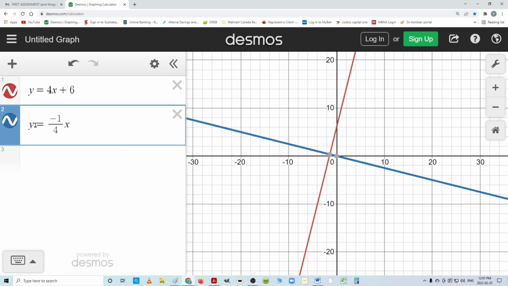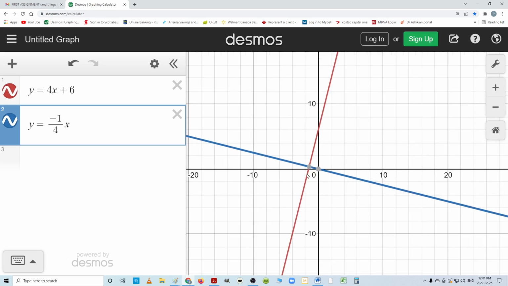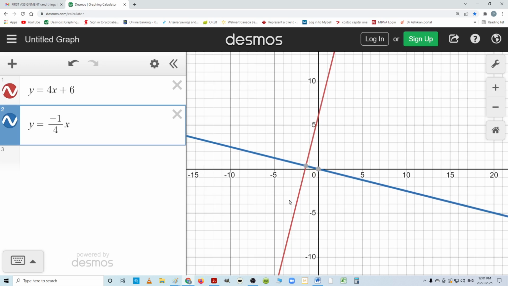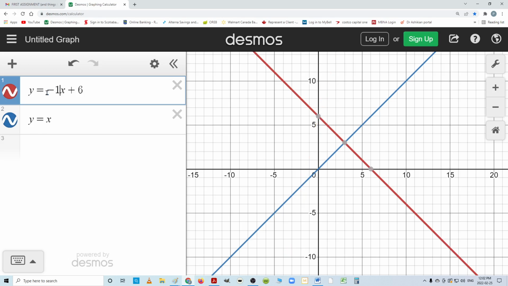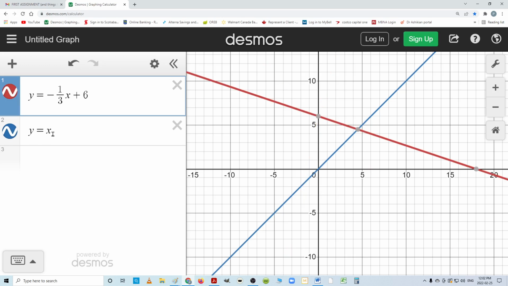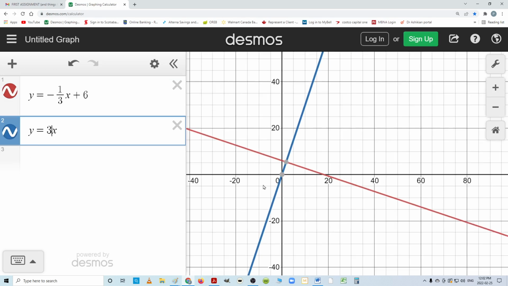Let's see if this is perpendicular. Sure looks perpendicular. Perpendicular lines form 90-degree angles with other lines. That's the definition of perpendicular. So we can see that two lines are perpendicular when their slopes are reciprocals and change of signs. And it doesn't matter if this is minus 1 over 3. Flip that, it's 3 over 1 and change the sign. So there's two perpendicular lines.